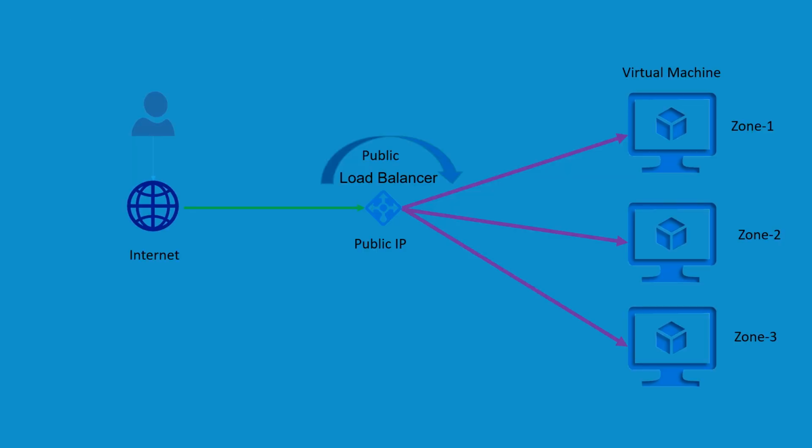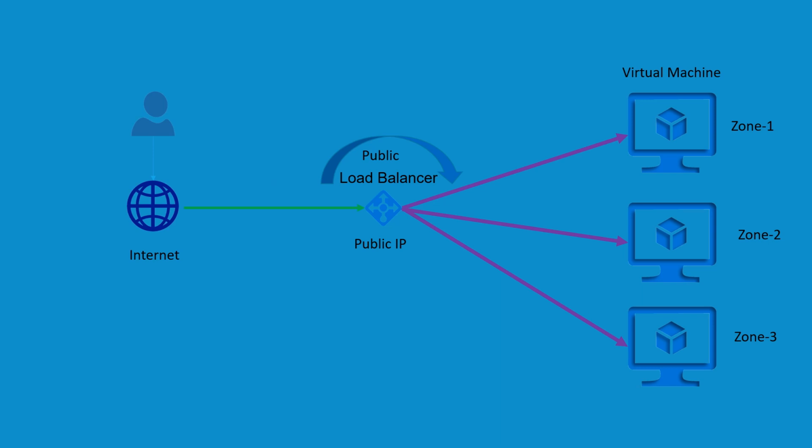This is the lab which we are going to perform. So users coming from the internet hit the load balancer IP address, that is going to be the public IP address. Though a zone redundant load balancer is also valid for your internal load balancer, and we will see that. So the moment you hit the public IP address, your traffic gets distributed across the zones, zone 1, zone 2, zone 3.